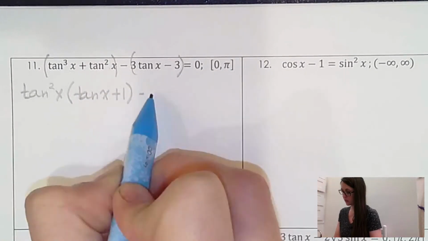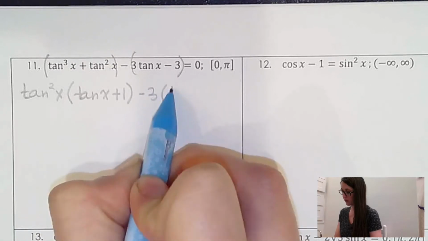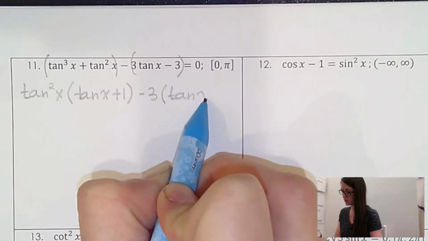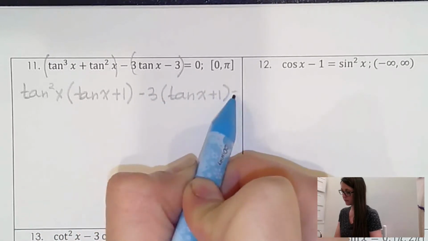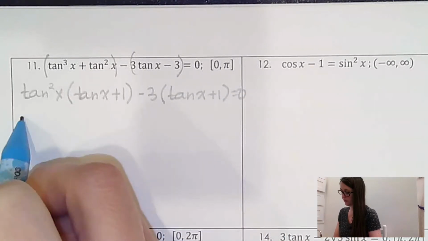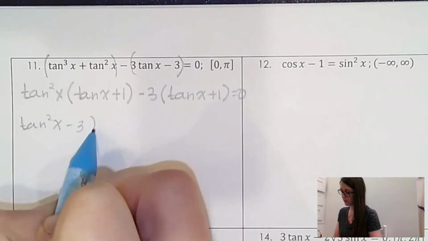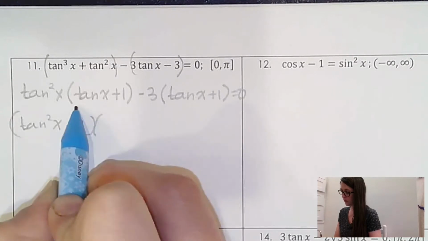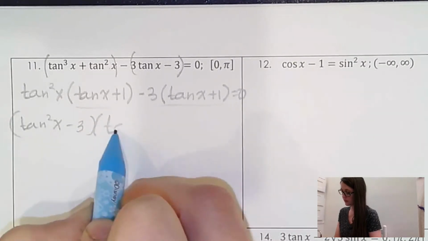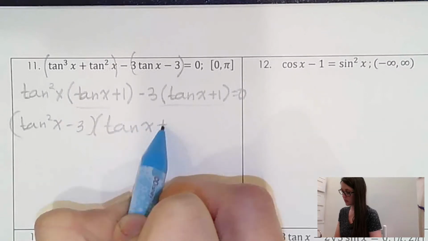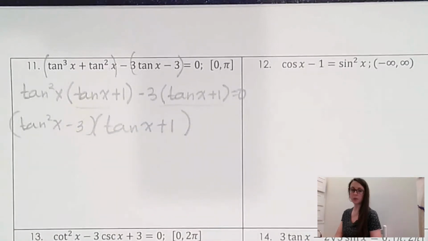And then out of the second one, I can factor out a negative 3, and I would be left with tangent x plus 1. And then we would have tangent squared x minus 3, and then you would have this tangent x. Those are the same. So it would be tangent x plus 1 here.